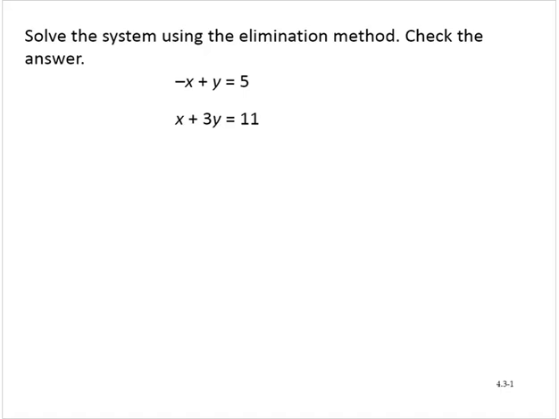So if you notice, if we look at the coefficients on x, we have a coefficient of -1 and we have a coefficient of +1. And as we know, when you add opposites, the sum is 0.